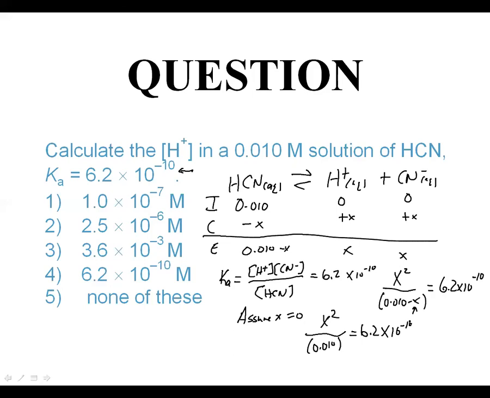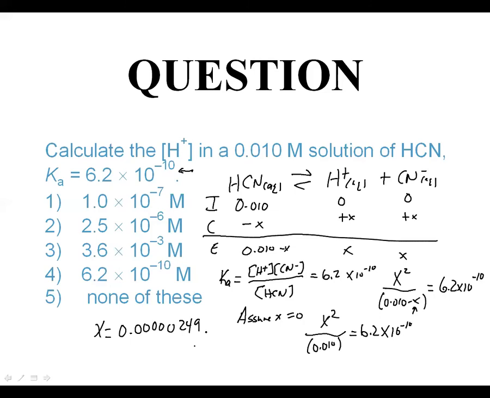We're going to multiply the 0.01 to the other side and also take the square root of it all in one move, hopefully. And this is going to get us an X value with a lot of zeros, 0.000000249. Again, we do want to check it to make sure our assumption is okay.